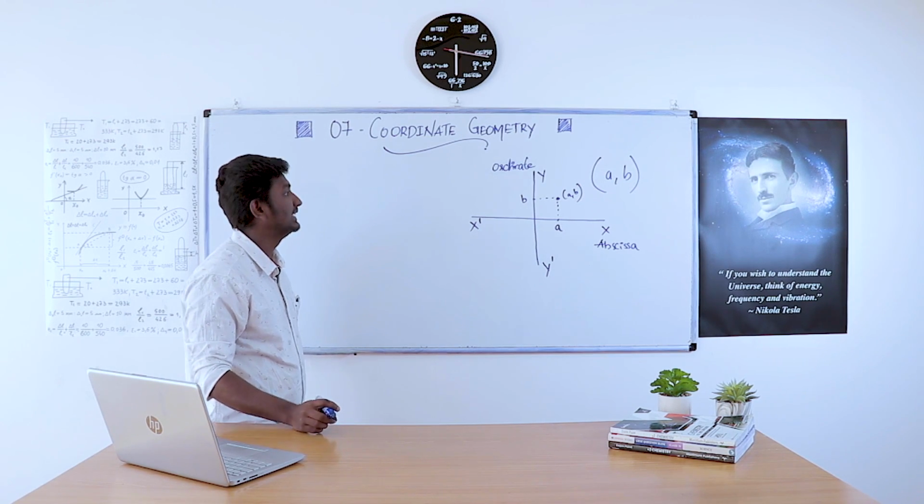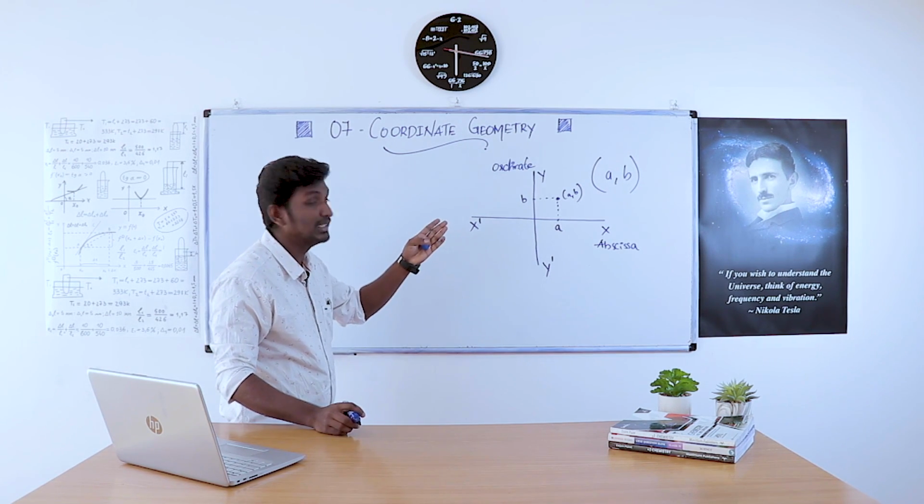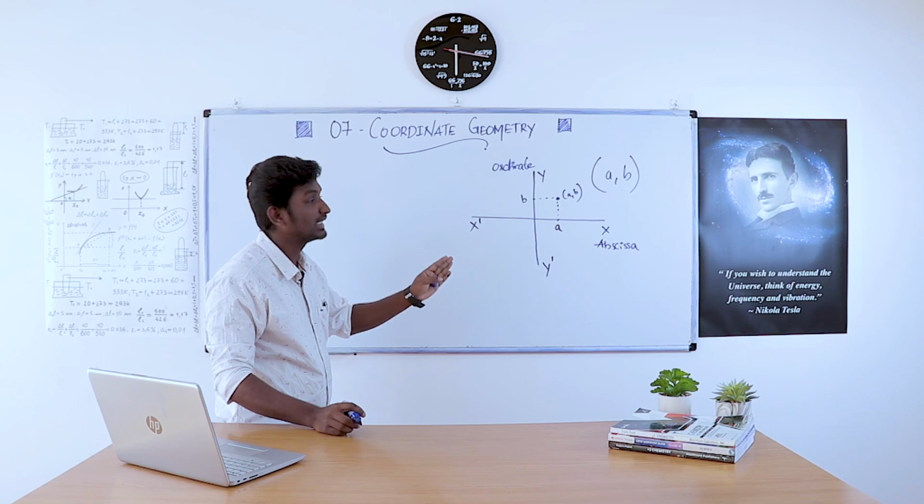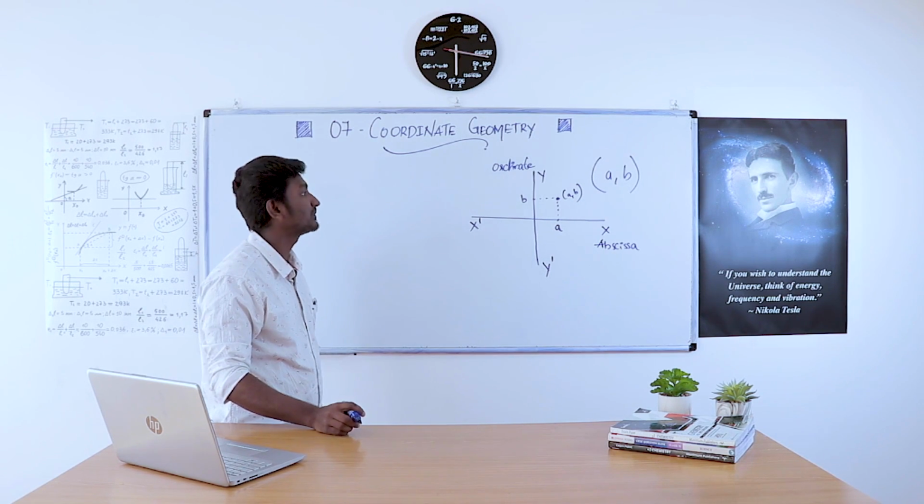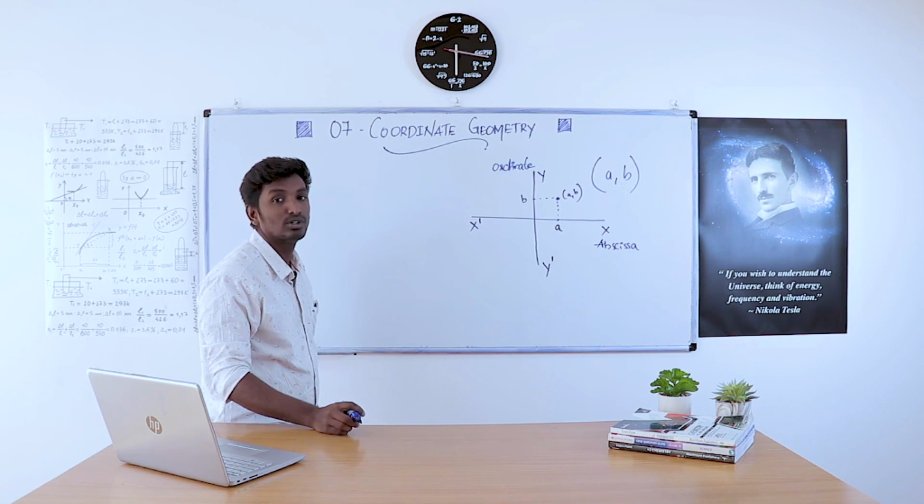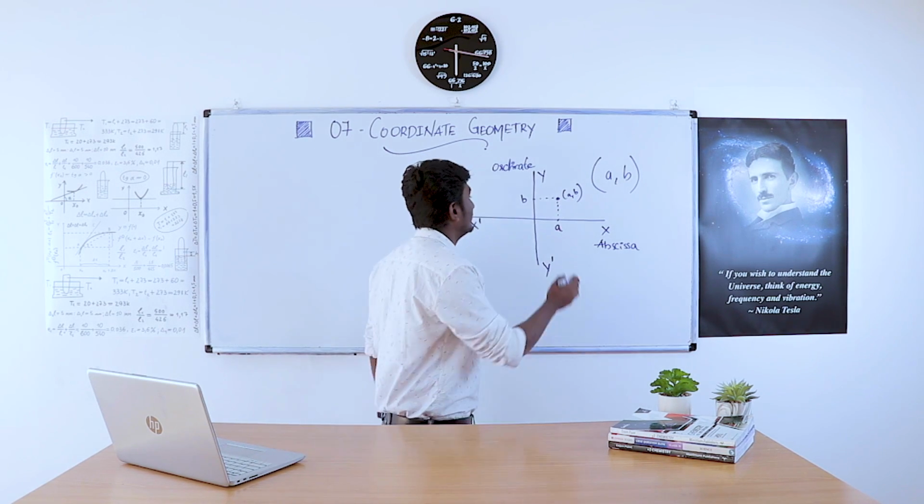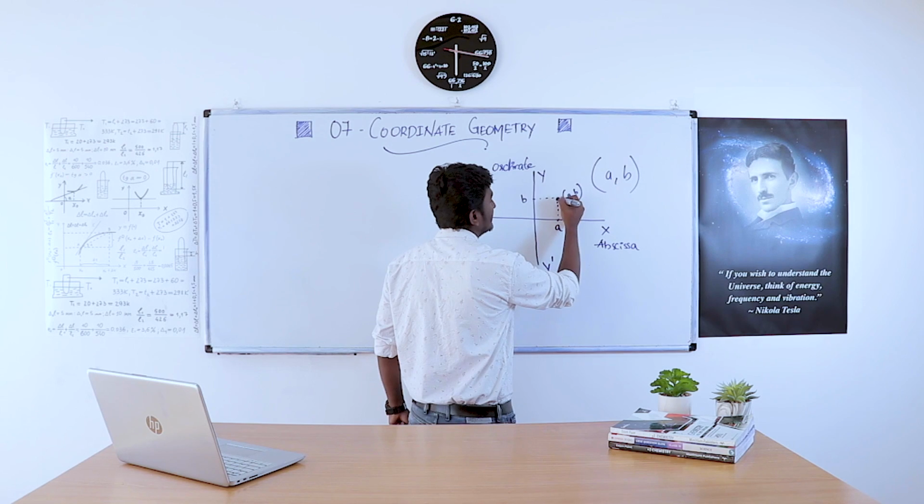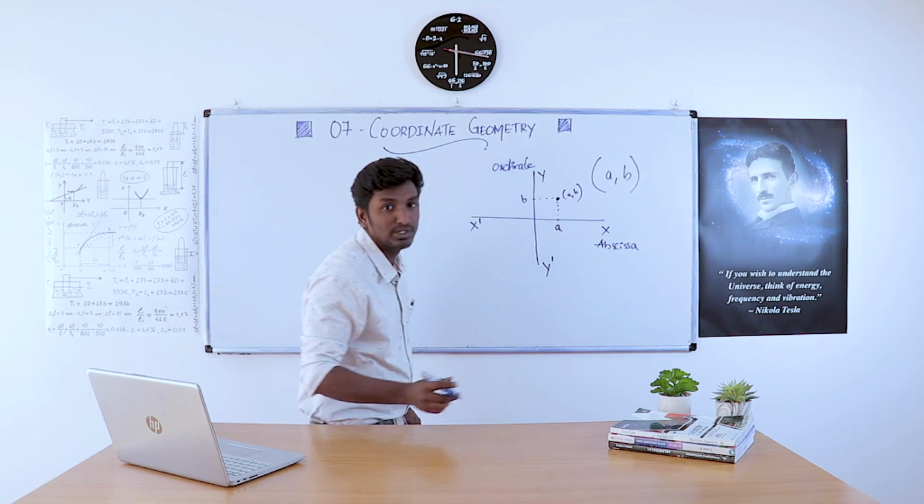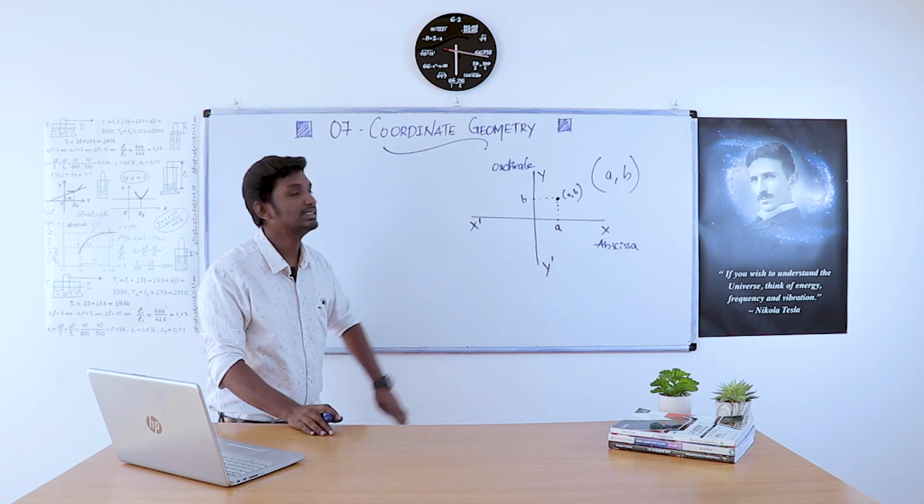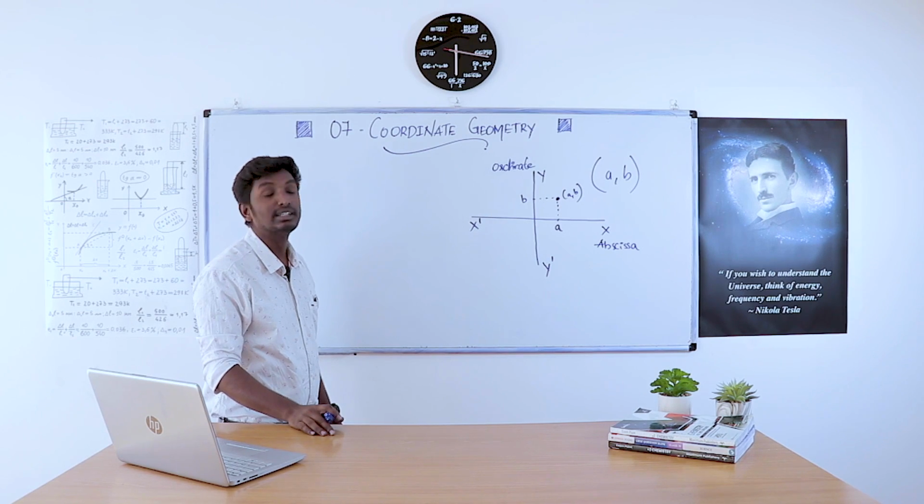Whenever we are representing a coordinate such that (a, b) is our coordinate, a is the value of x-axis and b is the value of y-axis. So coordinate (a, b) means a on x-axis, b on y-axis. Wherever these points intersect, that is the coordinate point (a, b). This is the basic thing that we have studied in the 9th grade.